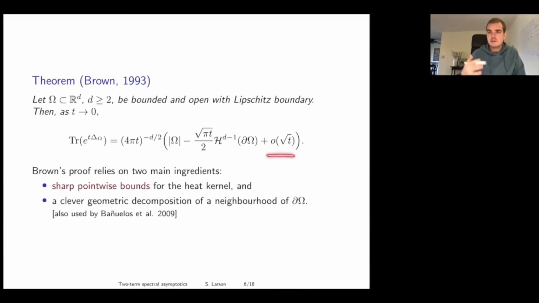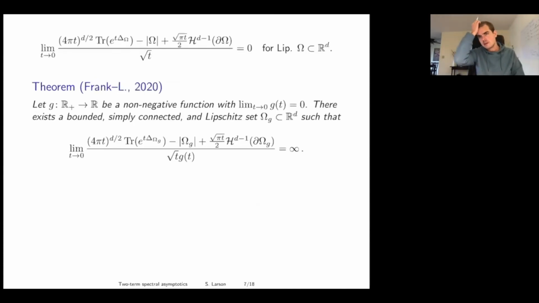As I said before, the little o term in my result with Rupert is sharp. That is actually also the case for Brown's result. So even this much more regular spectral quantity, the trace of the heat kernel, you cannot go below this little o. And this is something that Rupert and I proved in a paper that I think appeared on the arXiv in January this year, which states the following.